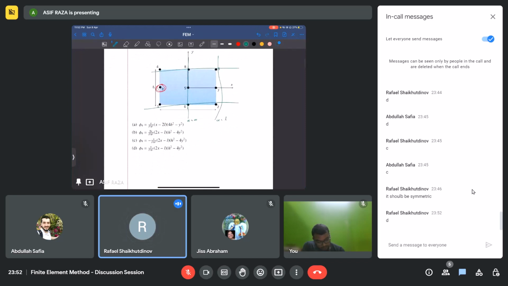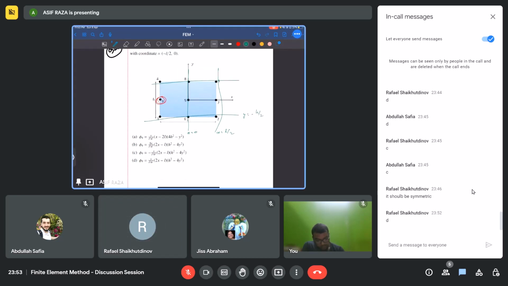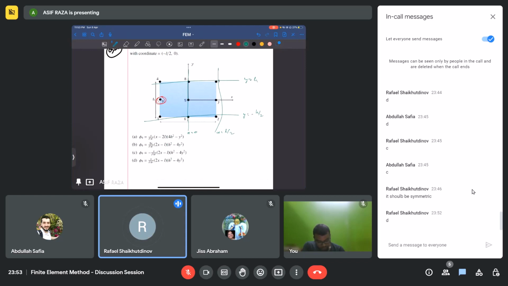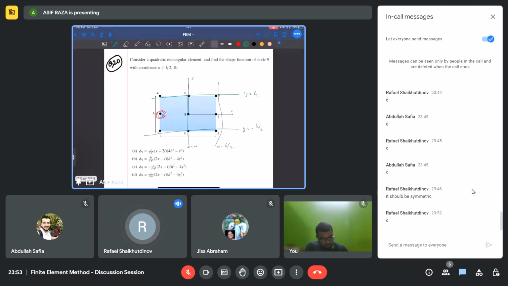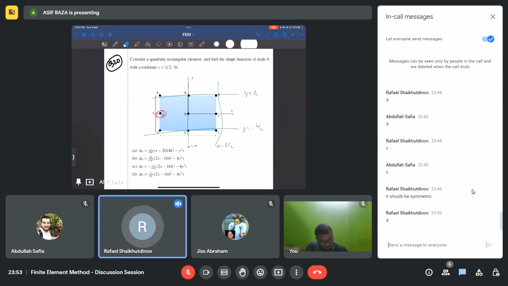Again, if we want to use a fast way, we just substitute x is equal to minus L over 2 and y is equal to 0. Minus L by 2 comma 0. Okay, I'll write it here. Sorry.